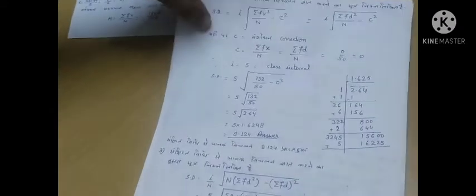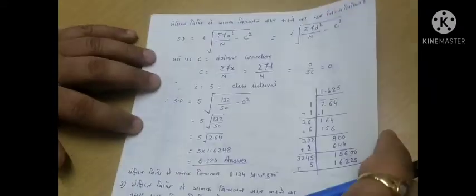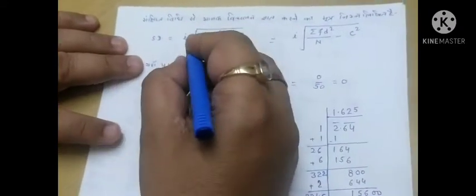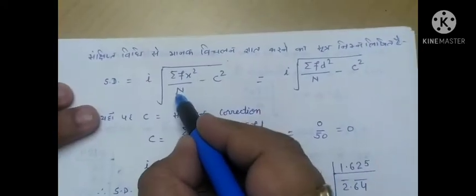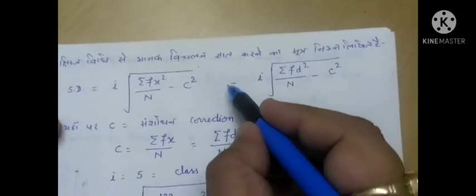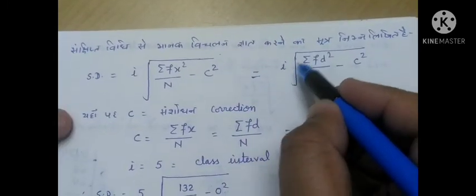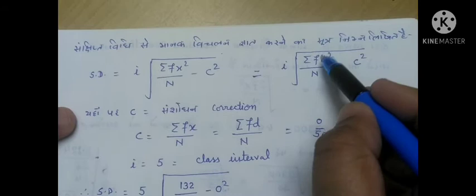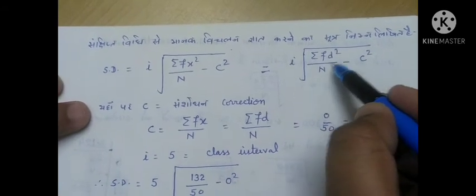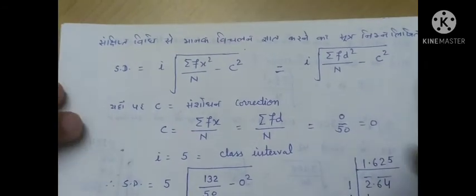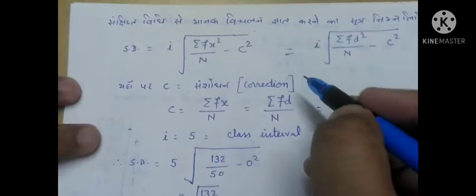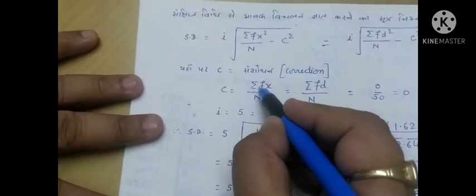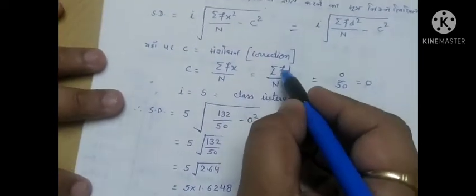Using the short method, the formula for standard deviation is written as i is equal to under root summation fx square by n minus c square, or somewhere it is found as i multiplied by under root summation fd square divided by n minus c square. Here c is known as correction, and the value of c is obtained by the formula summation fx by n or summation fd by n.